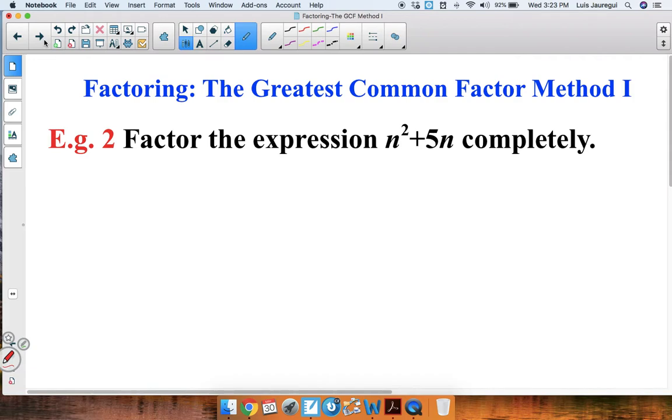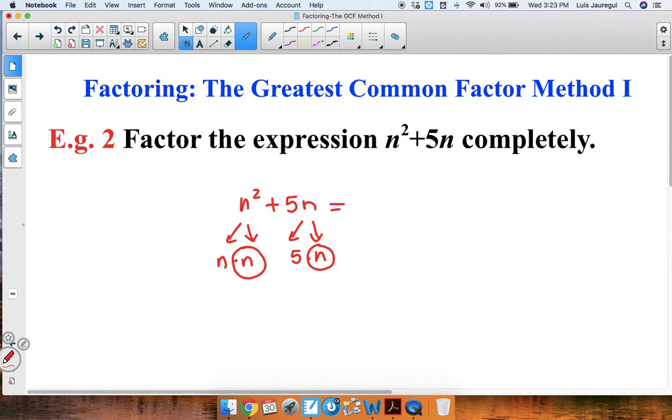Example 2. Factor the expression n squared plus 5n completely. Once again, notice that n squared plus 5n consists of two terms. So let's go ahead and factor each term. In the particular case of the n squared, we can break it down, or factor it, as n times n. And when it comes to the 5n, you can factor it as 5 times n. Notice that the greatest common factor is n.